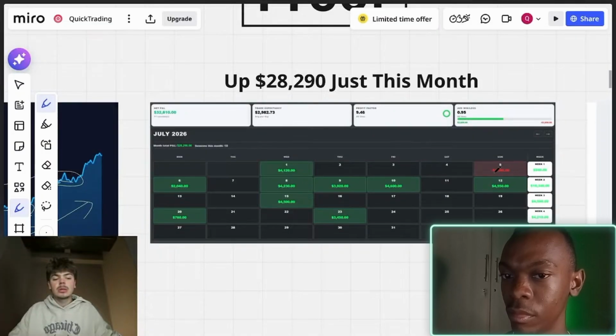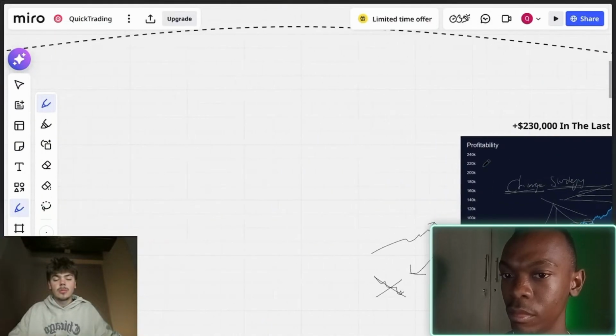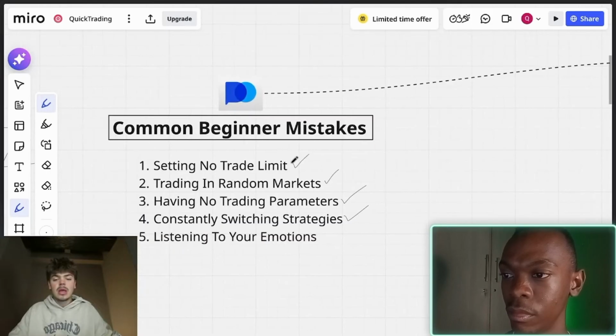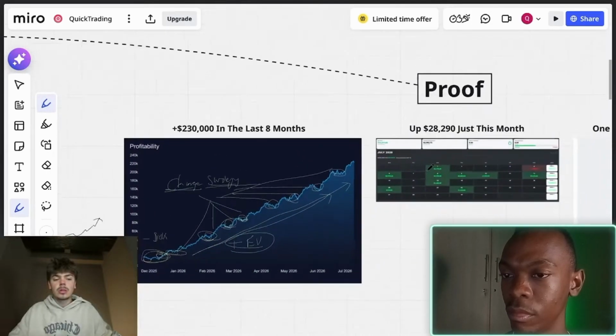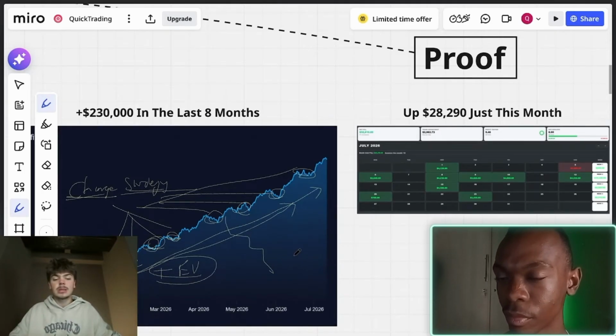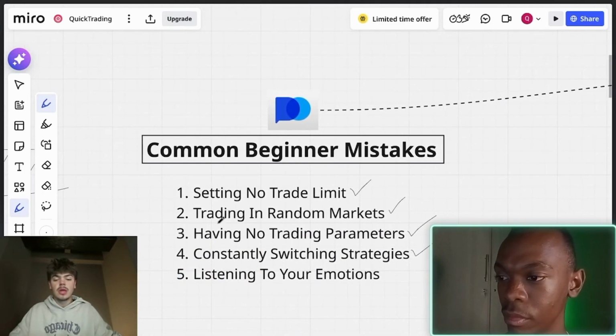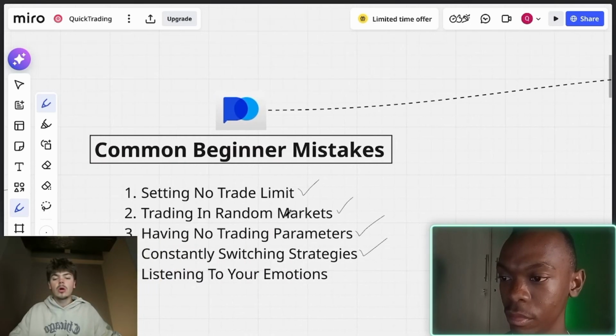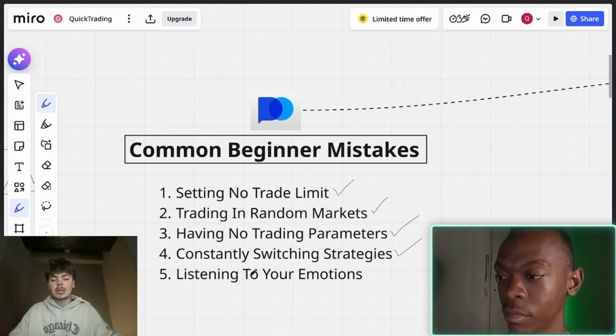However, if you just literally listened to every single one of these common beginner mistakes and avoided them, right? If we had a trade limit, we wouldn't over leverage. We wouldn't get revenge trading into our minds where we could start then losing money, right? That's the first thing. You can see how these all link to one another. If we weren't trading in random markets, well, we would know that specifically linking back to a constant strategy that we are using.